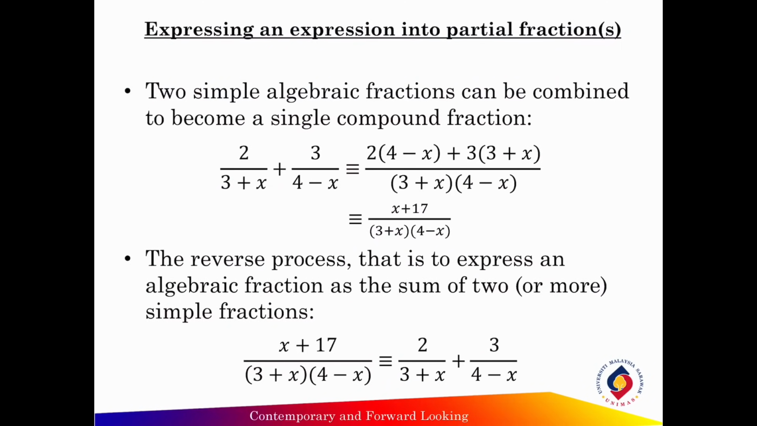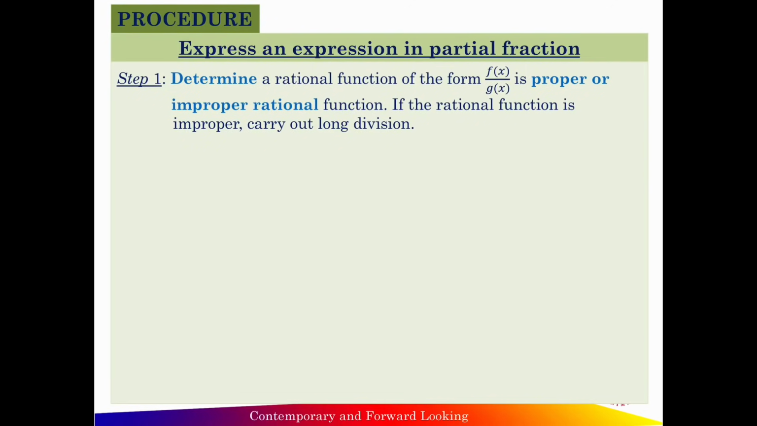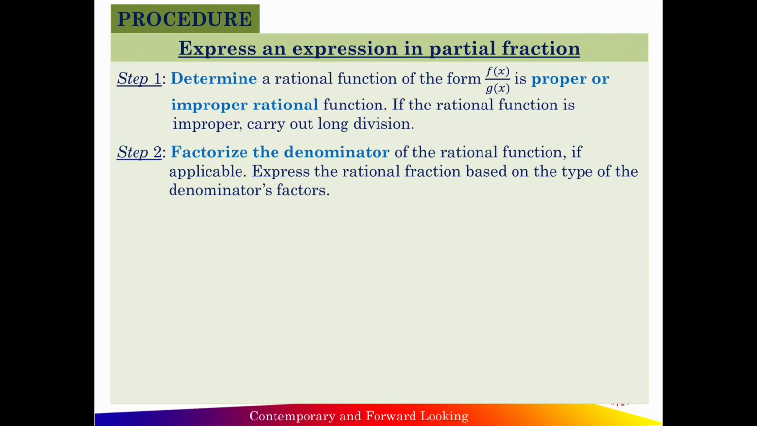How to do the reverse process? We will have a procedure to express an expression in partial fractions, with 5 steps. Step number 1 is to determine whether a rational function of the form f(x) over g(x) is proper or improper. If the rational function is improper, we have to do long division. If the rational function is proper, we can proceed to step number 2.